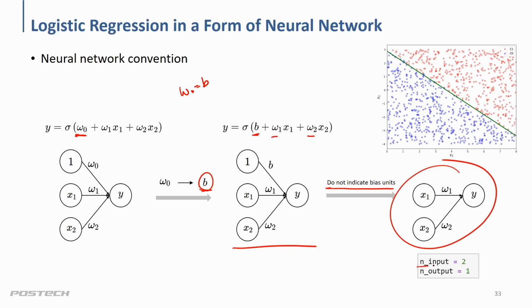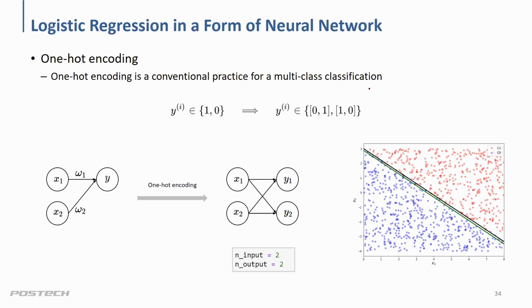So here we have two inputs and one output. And the omega 1 right here represents a line in two-dimensional space. Another thing you have to know is one-hot encoding. It's a conventional practice for multi-class classification problems, and in this case, it's a binary classification problem.